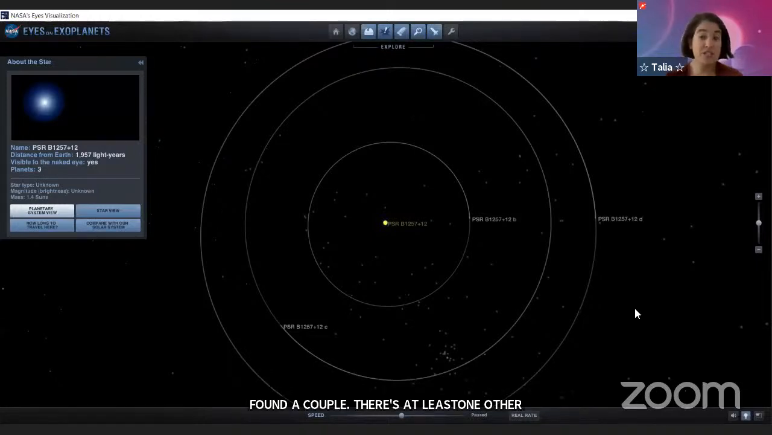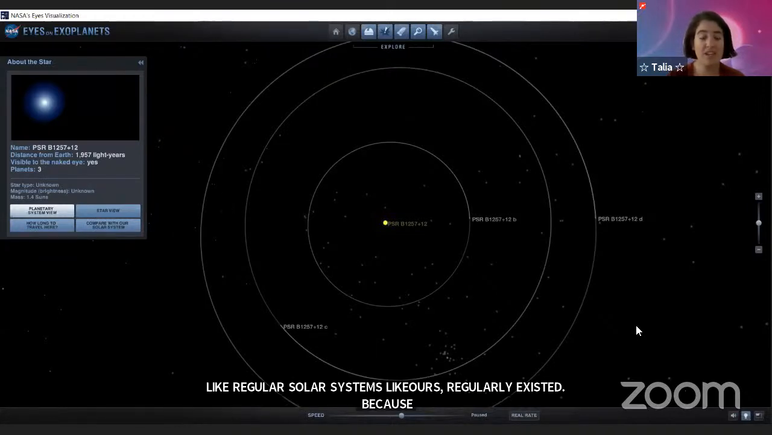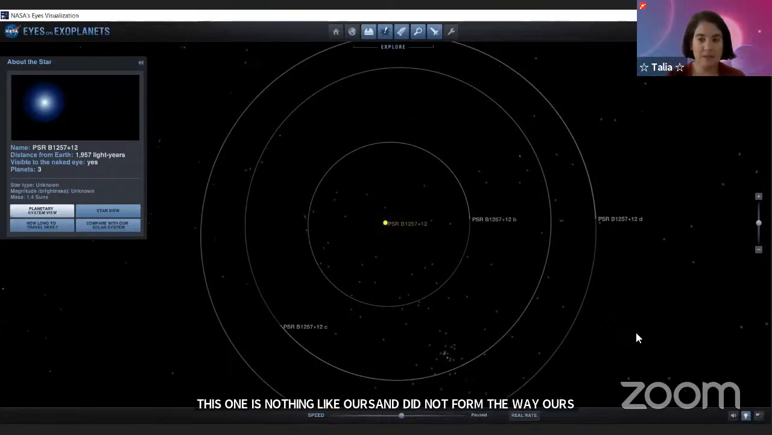So even though these were the first planets that we discovered outside of our own, it wasn't really considered proof that other solar systems, like regular solar systems like ours, really existed, because this one is nothing like ours and did not form the way ours did, we don't think. It's very, very strange looking. Little did we know it was really only our first taste of how strange solar systems can be.